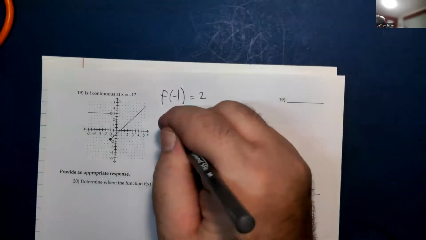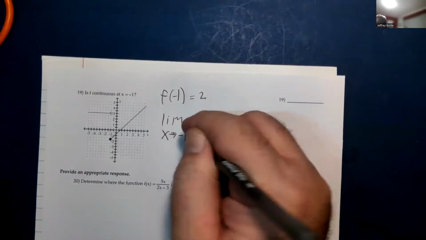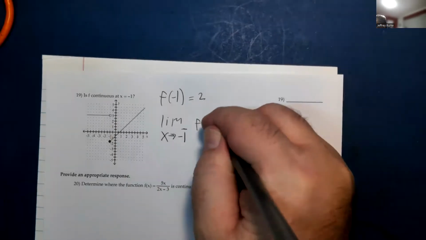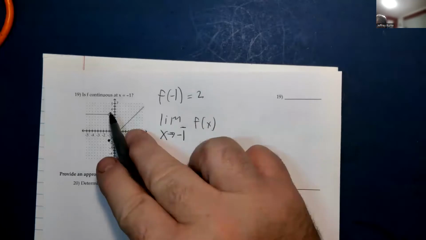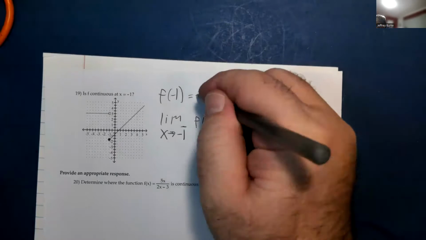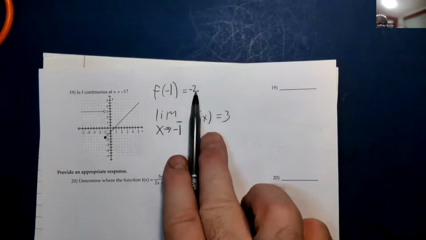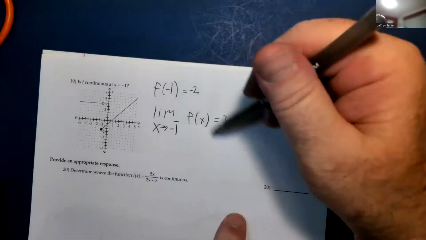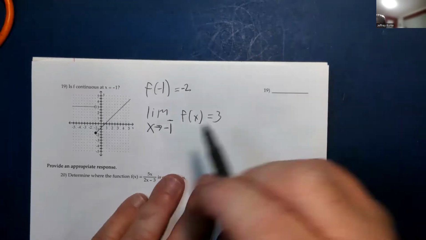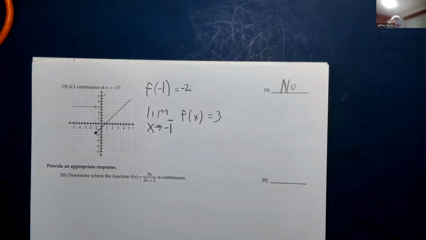But if we take a look at the limit as x approaches -1 from the negative side, we can see the limit of the function approaching the value of 3. And by the way, this is supposed to be -2. So from the left, it is approaching 3. On the right, it goes to 2. These have to be the same in order for this to be continuous. So the answer to this is no. It is not continuous.